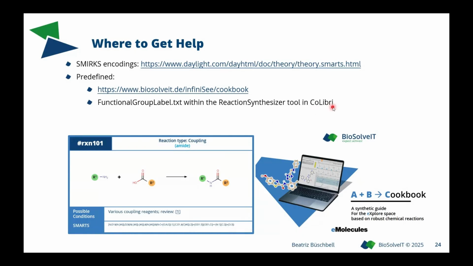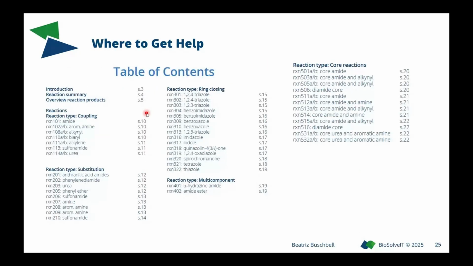And also within the CoLibri tool, the reaction synthesizer comes along with a small text file, which has predefined functional groups that you can just use and copy and paste for your own definitions. And to give you a glimpse of what's inside the cookbook, you see here all these types of reactions: couplings, substitutions, ring closings, core reactions. So there is a plethora of reactions you can choose from that you want to incorporate, but also to get some inspiration, of course.